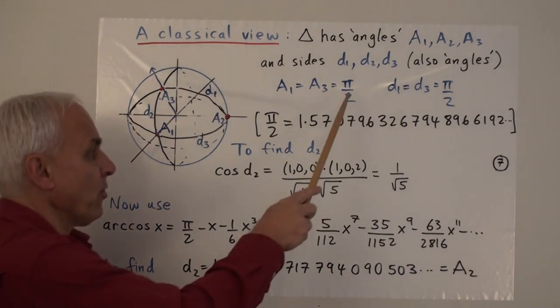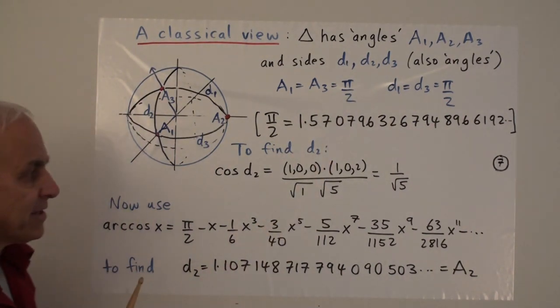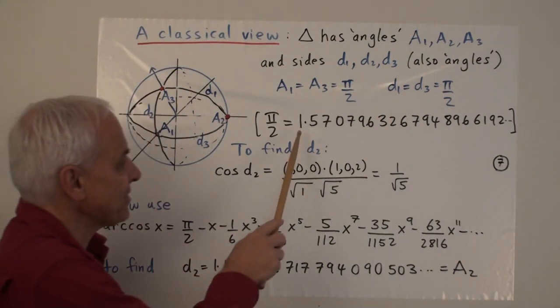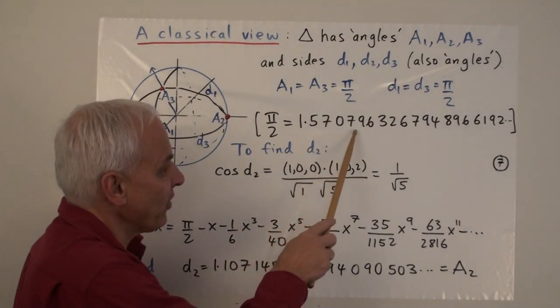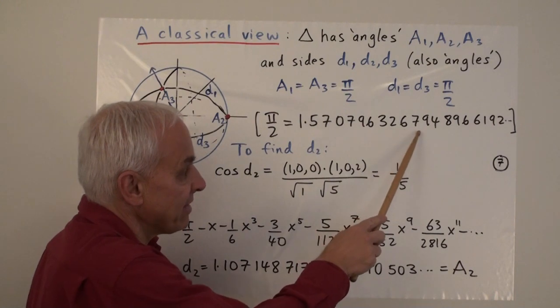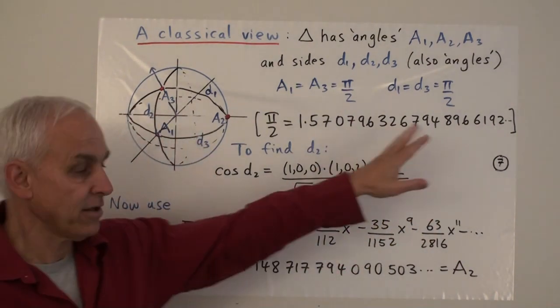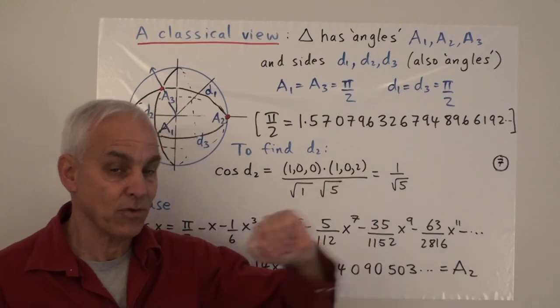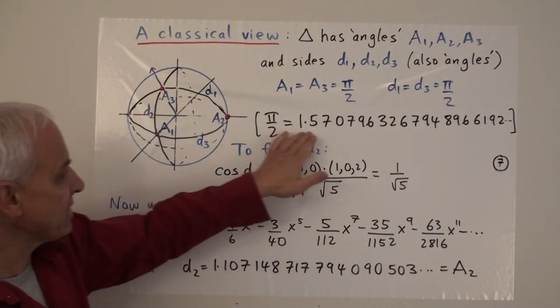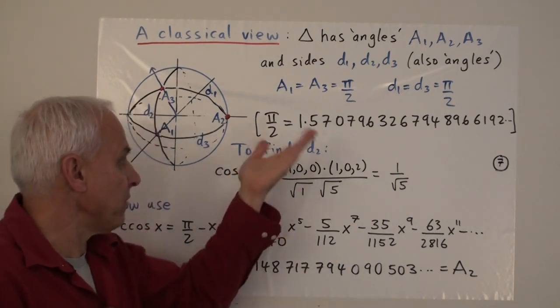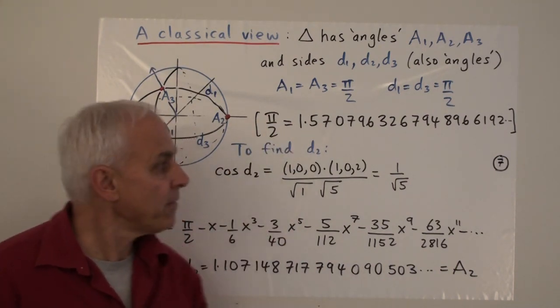And what is pi by 2? Well, it's this number that starts 1.5707963267948966192 and carries on indefinitely to infinity. It's much less well known than 3.14159, etc., but arguably pretty well just as important, really.